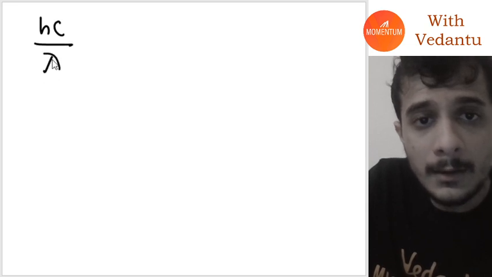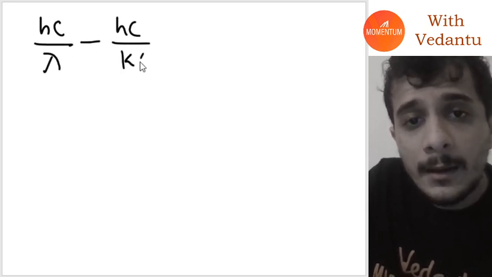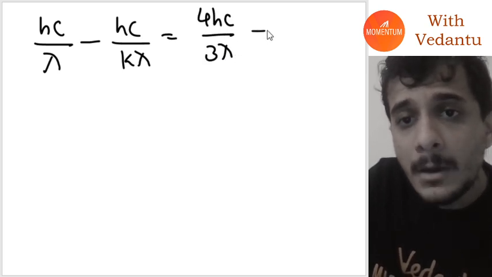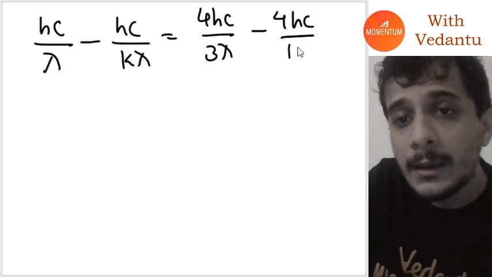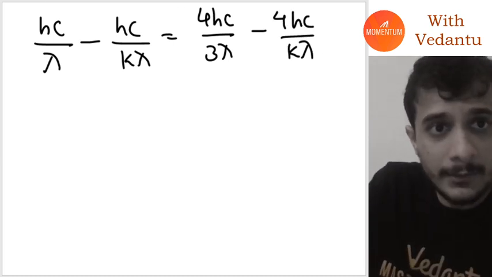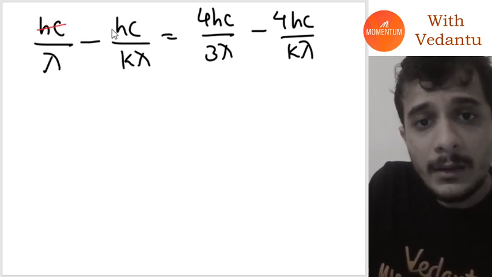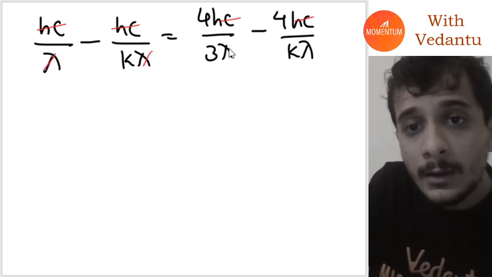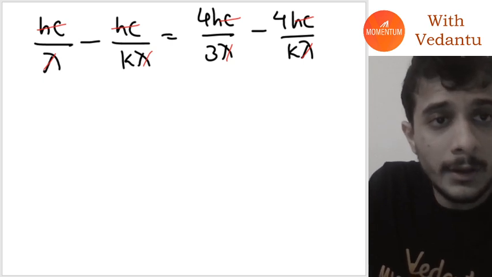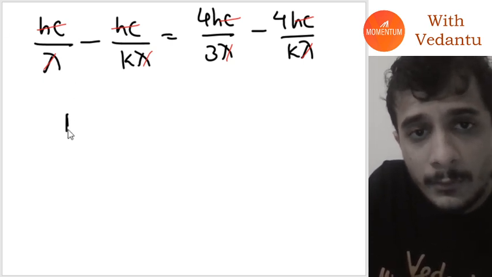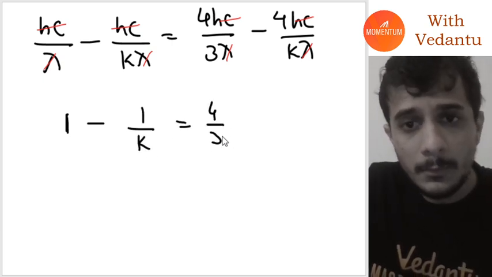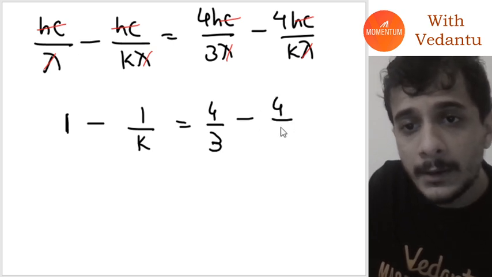So I can just write HC by lambda minus HC by K lambda is equal to 4HC by 3 lambda minus 4HC by K lambda. Now, if you see here, HC gets cancelled out. You can also see lambda gets cancelled out. What remains is something which is very easy to solve. You can write 1 minus 1 by K is equal to 4 by 3 minus 4 by K.